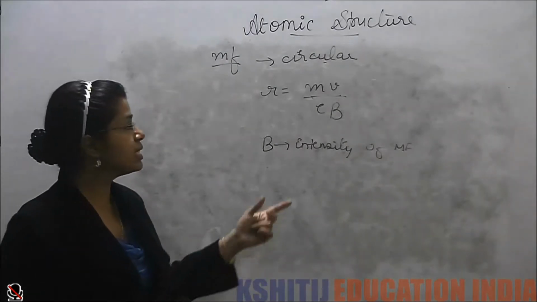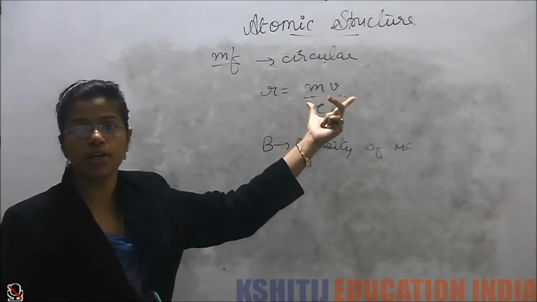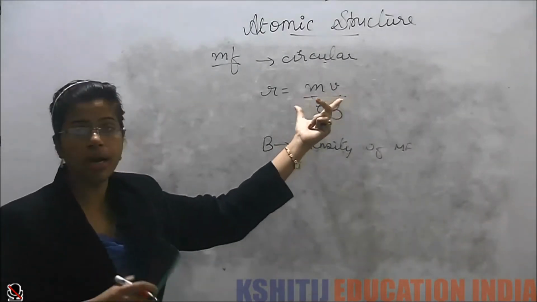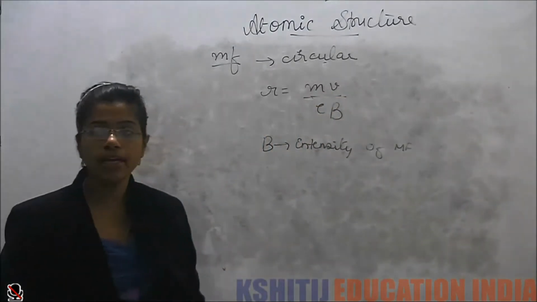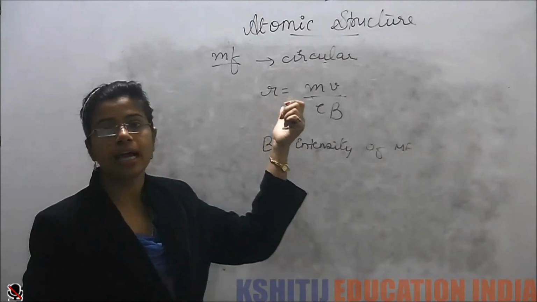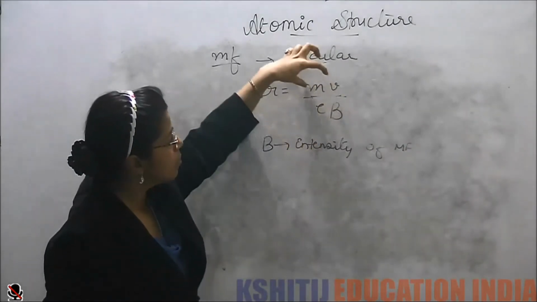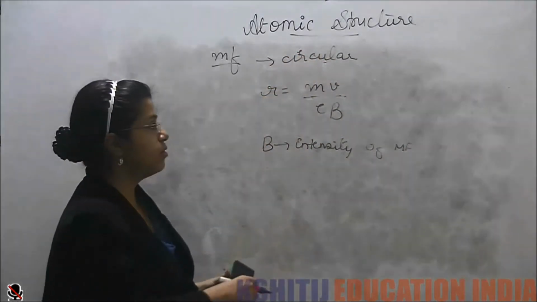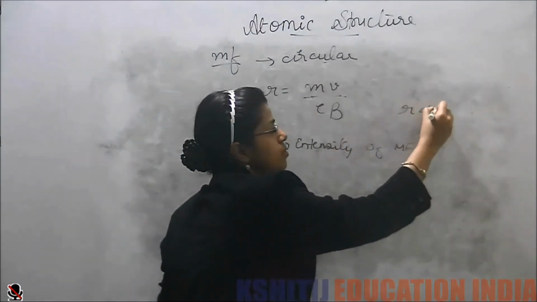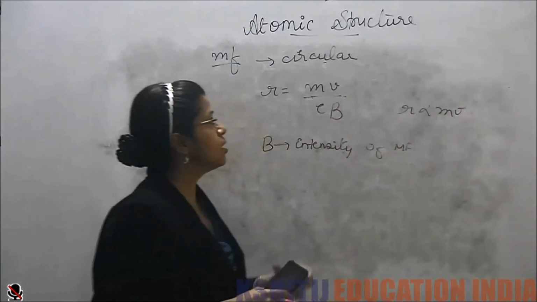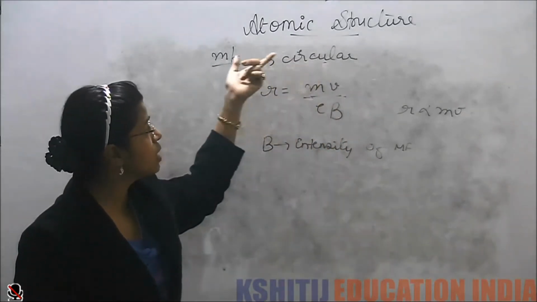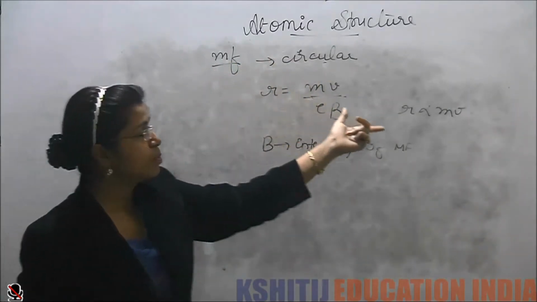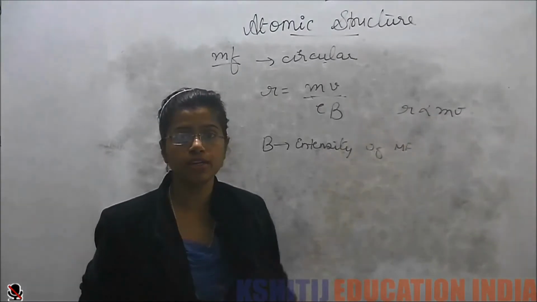So you can see here, now mv is what? Mass into velocity, that is equal to the momentum, right? So the radius is proportional to the momentum of the electron. We can say that the radius of the path of the electron in the magnetic field is proportional to the momentum of the electron, right?